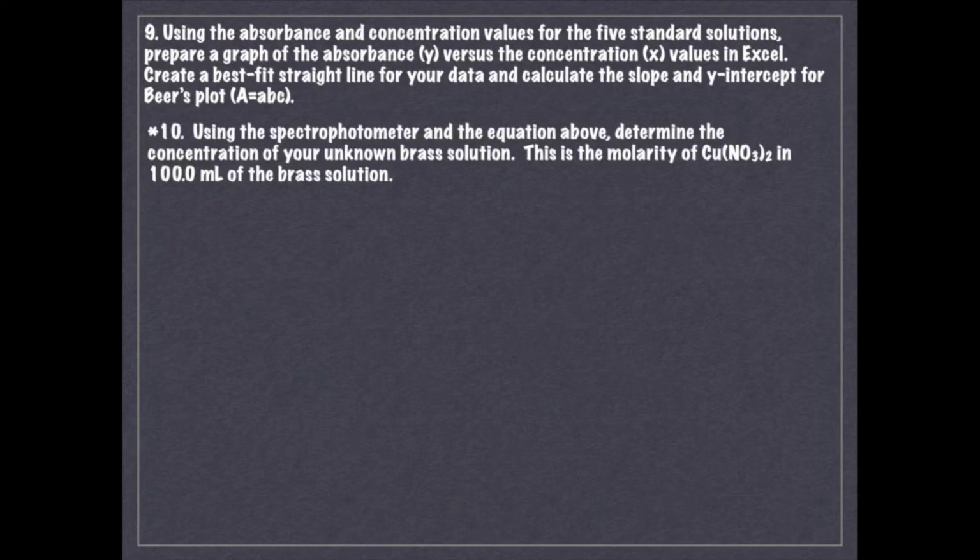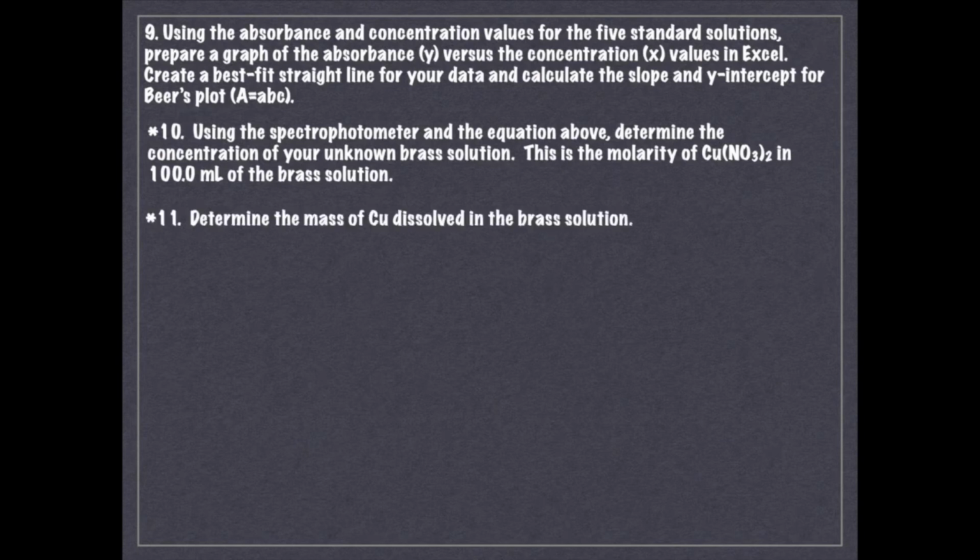All right, now that you have your plot, now that you know the relationship between absorbance and concentration, what you can do is, using the spectrophotometer and the equation above, you can determine the concentration of your unknown brass solution. Specifically, you can simply take the solution that we created from your shell casing, pour a little bit of that into your cuvette, and measure the absorbance using the spectrophotometer. Once you know the absorbance, you can use your Beer's plot in order to figure out the concentration, and that way you'll know your concentration of copper in your solution.